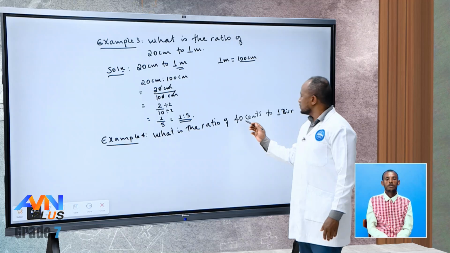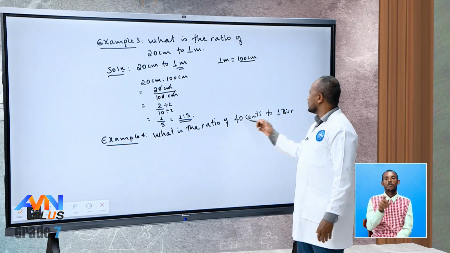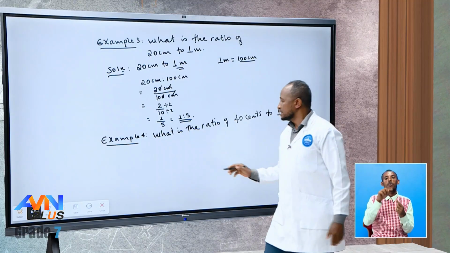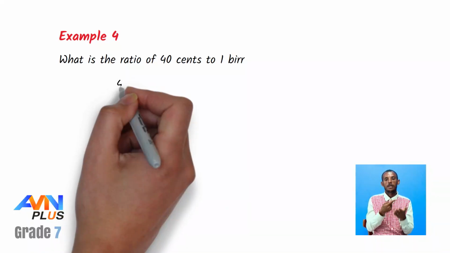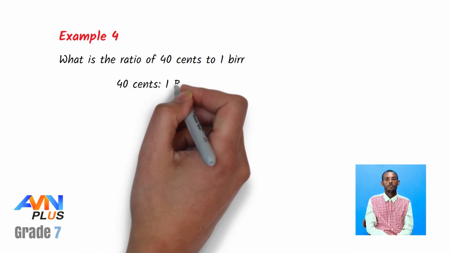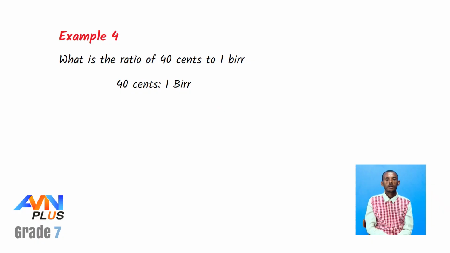We are asked to find the ratio of 40 cents to 1 birr. So it is 40 cents ratio 1 birr.